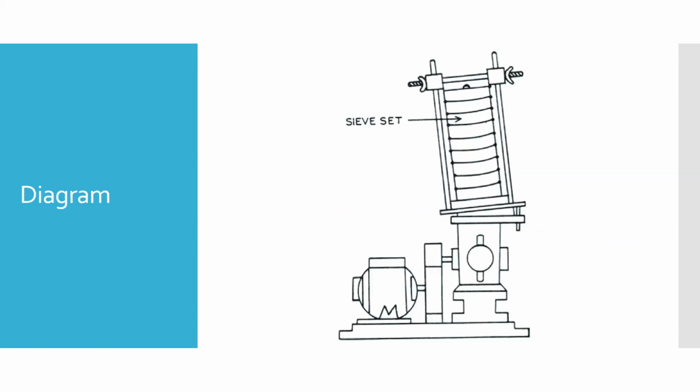This is the simplest diagram of how a sieve set will look like. As you can see, there is a bunch of sieves. It is connected to a mechanical device which is going to operate or which is going to perform the sieving operation. The same arrangement is there in our lab as well. You need to draw this diagram when you are writing this answer.